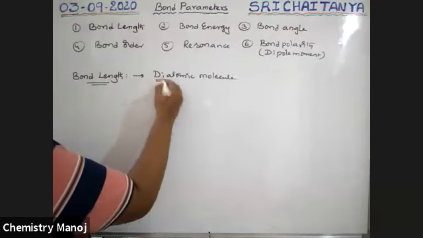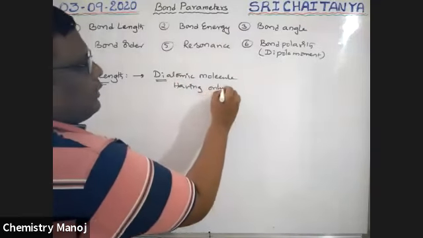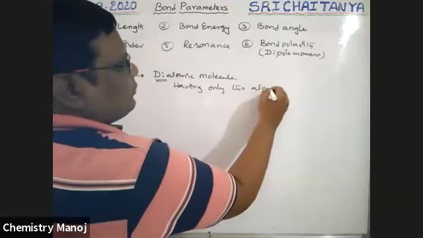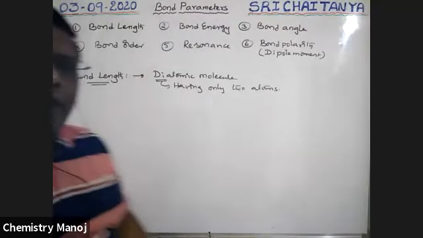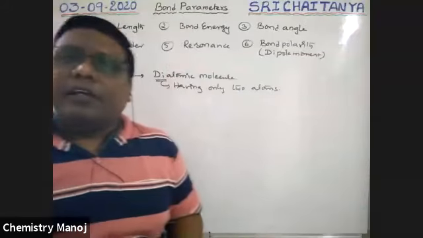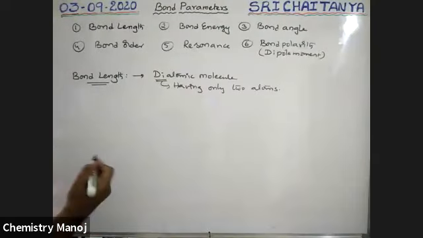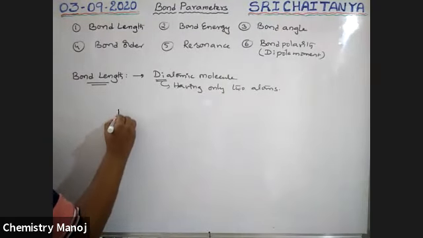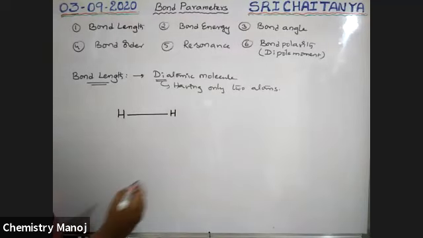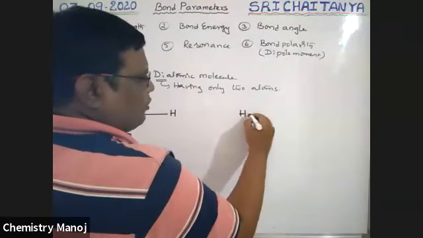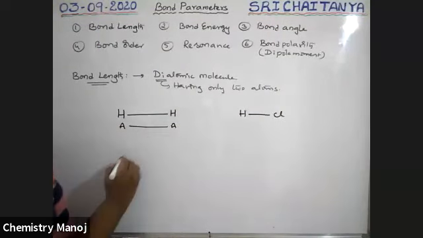So what is a diatomic molecule? Molecules having only two atoms are called diatomic molecules. So now I am considering a diatomic molecule of similar atoms or dissimilar atoms. Let us take similar atoms. A bond is present between hydrogen and hydrogen, like same atoms, or a bond is present between hydrogen and chlorine, like different atoms. So this we consider as A and A, similar atoms.